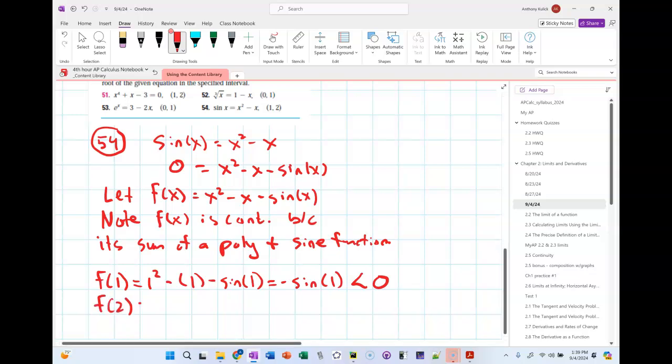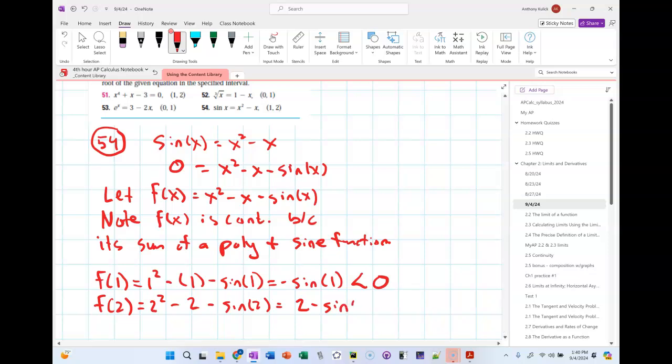If I do f of 2, is 2 minus sine of 2 positive or negative? Again, without a calculator. Has to be positive. How do I know that? The biggest that sine of 2 could be is 1. 2 minus 1 will still be positive, right?